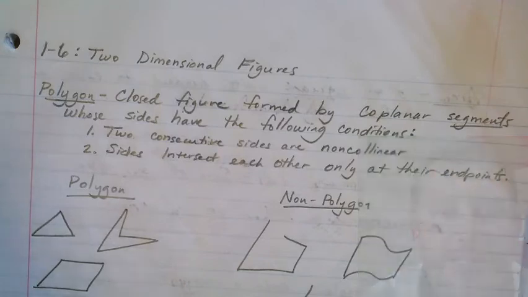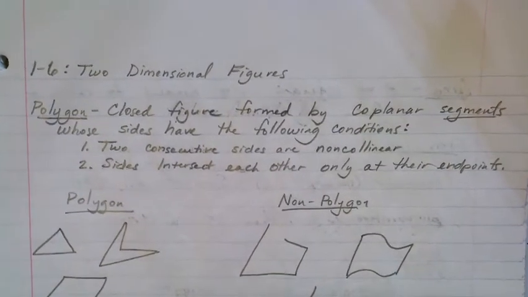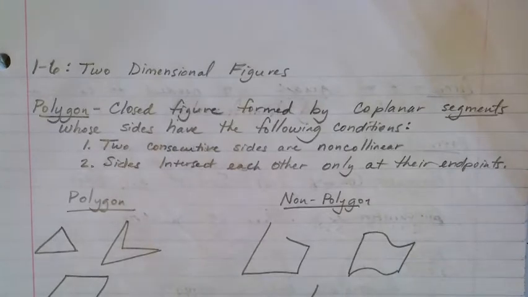We are in section 1.6, two-dimensional figures. And what I've done here is I've written down all of the terms for you, and you can go ahead and jot those down so that you have them in your notes as well. I'll be honest, I don't really like the definition they give you of polygons. I probably should have used the one from the old textbook that we used to have. But here's what it is.